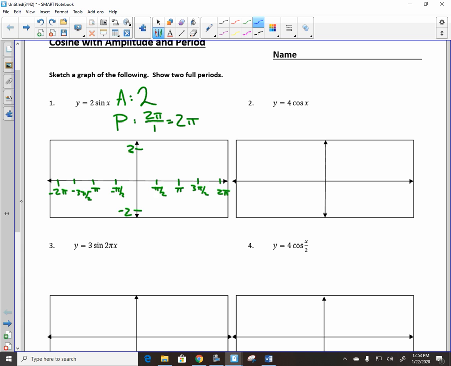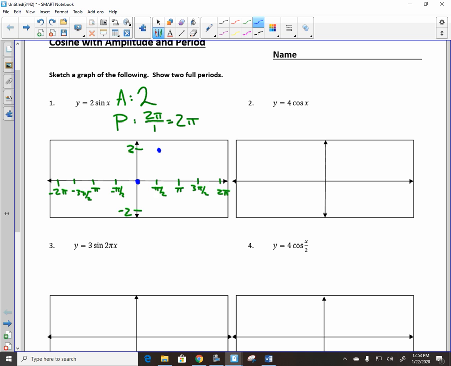Remember, the sine of 0 is 0. And if you multiply by 2, you would still get 0. Do you remember what the sine of pi over 2 was? It was 1. And if you multiply by 2, you get 2. So you can see it starts in the middle, and then it will head to the maximum.